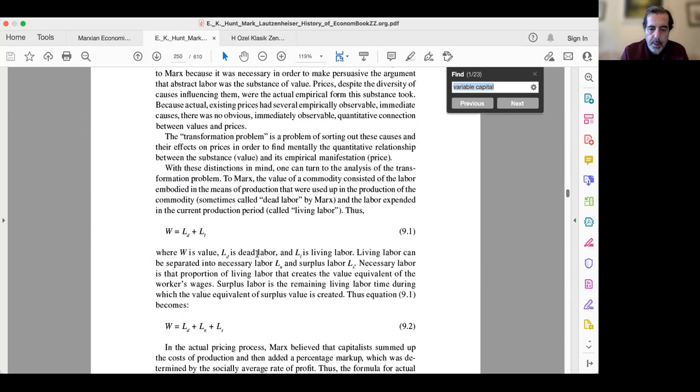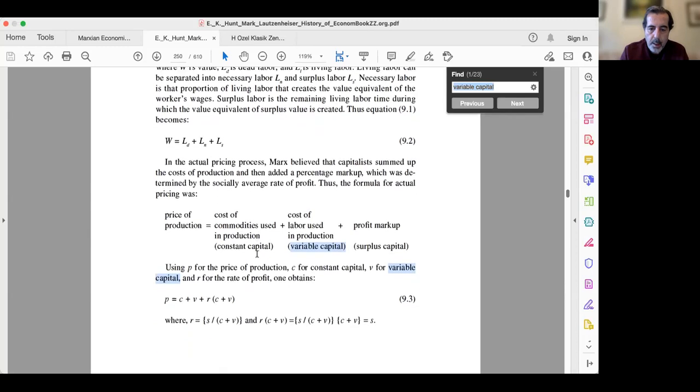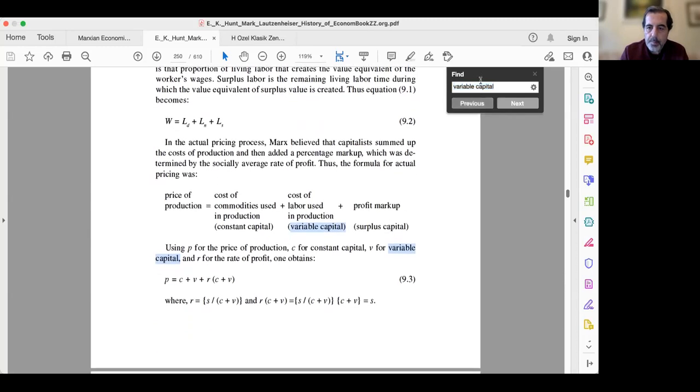From this you can see the general formulation: price of production is equal to the cost of commodities used in production, constant capital, plus the cost of labor used in production, variable capital, plus the profit markup, surplus capital, surplus value.